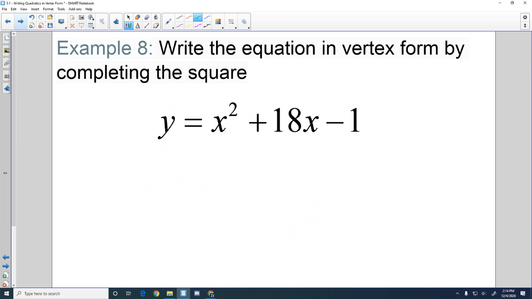All right, example 8. Oh, I got this one over your block. Y equals x squared plus 18x minus 1. Plus one, get that one out of here.